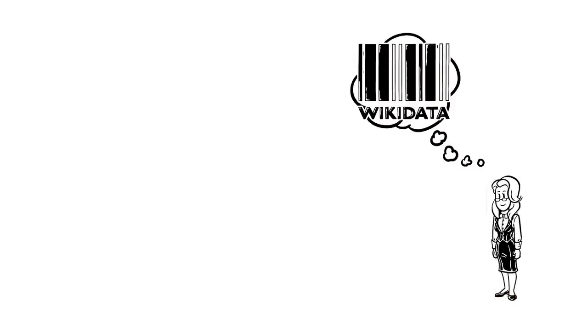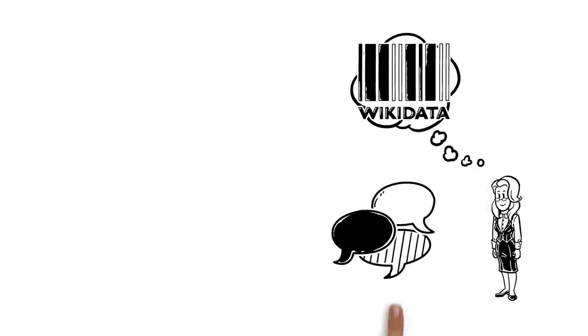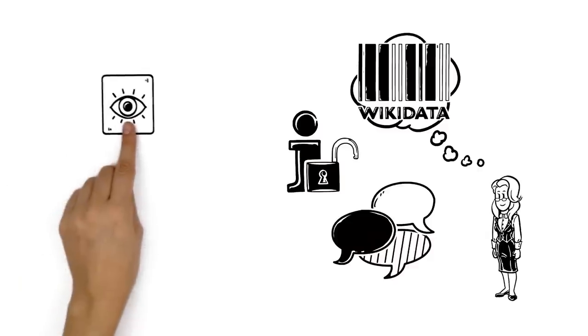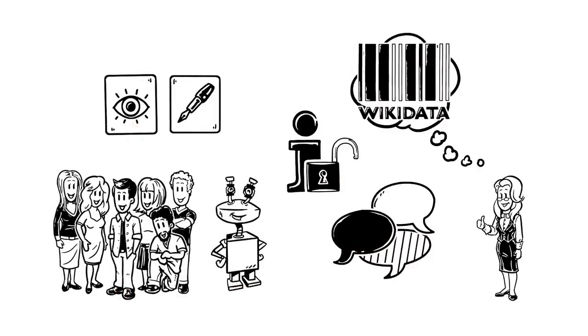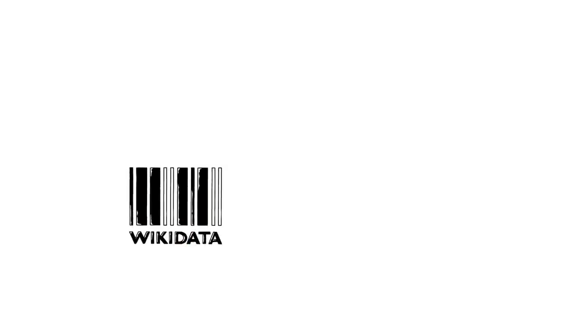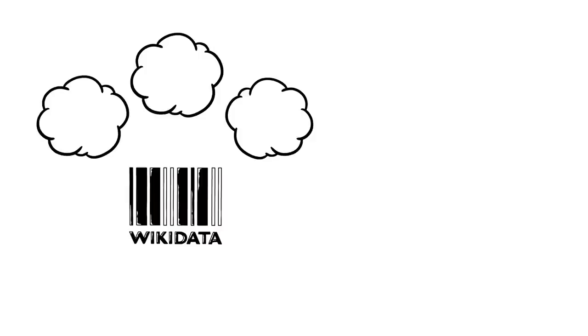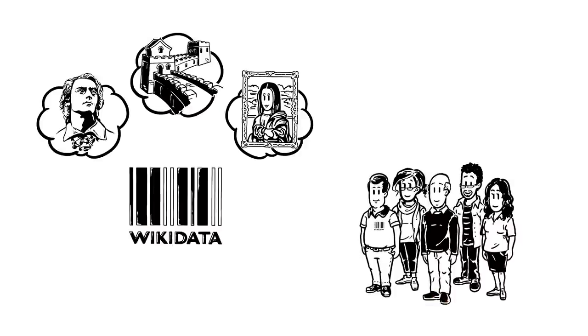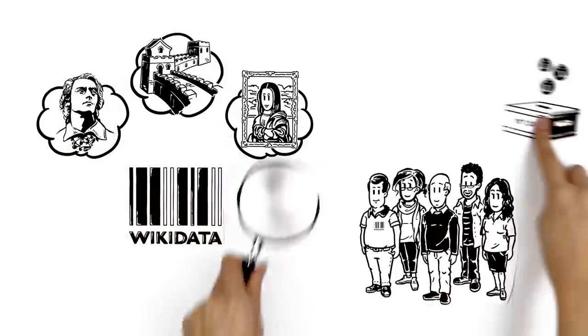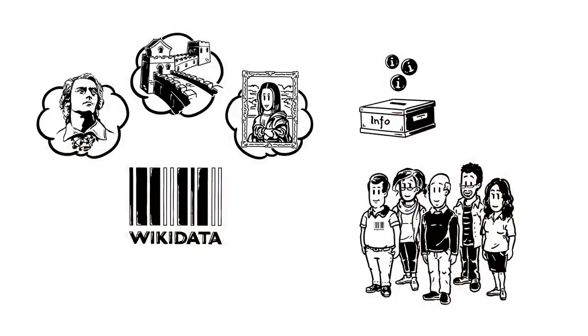Rachel heard about Wikidata, a multilingual free knowledge base that can be read and edited by humans and machines alike. Cool. Wikidata contains millions of items, each representing different information: a person, a place, or a piece of art. The community of volunteers maintains this data, but the information has to be contributed.